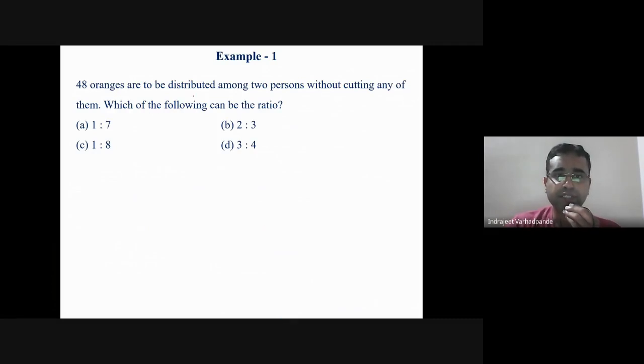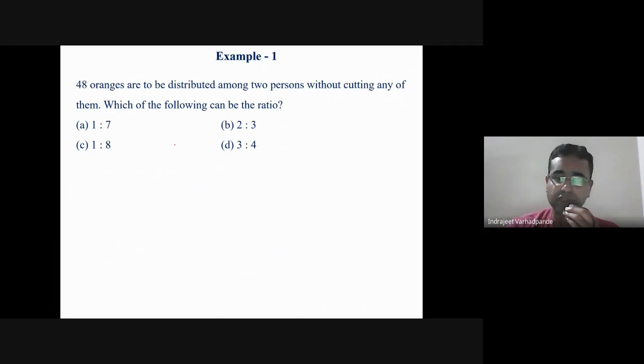48 oranges are to be distributed among two persons without cutting any of them. Which of the following can be the ratio? Options are given to you. See, for any competitive exam where it is multiple choice and only one answer is there, we usually have four options, right? Now these oranges are to be distributed among two persons without cutting. So what can be the ratio?